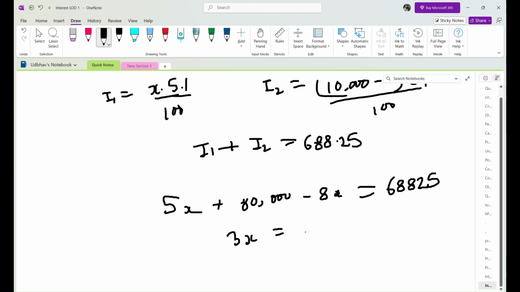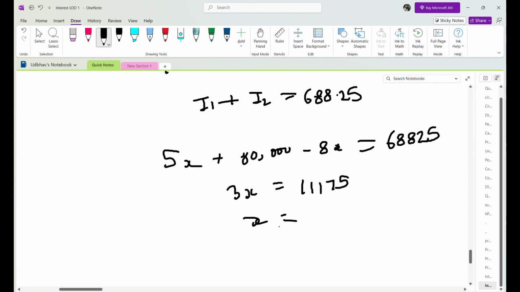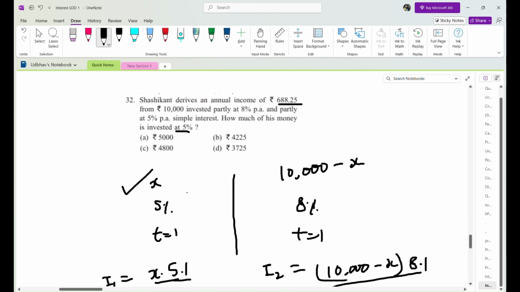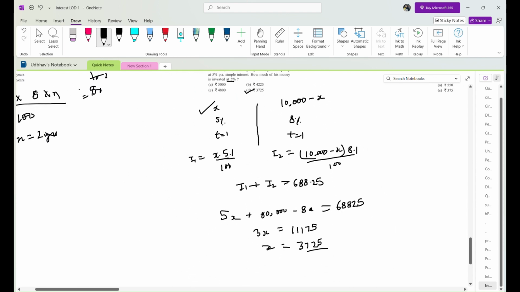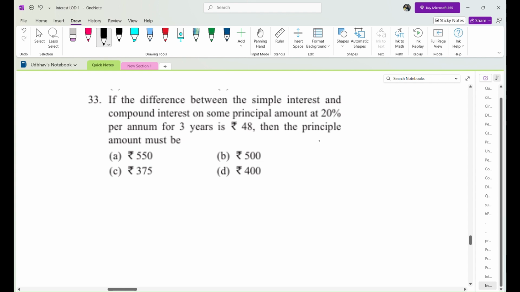3x equals 68825 minus 80,000, that will be 11,175. So x will be 3725. So we were asked to find the investment at 5% and we assumed it to be x, and we got x as 3725. So the answer is 3725. That's why I assumed here to be 5% so that I don't have to subtract it from 10,000 again. Just saves a bit of time.